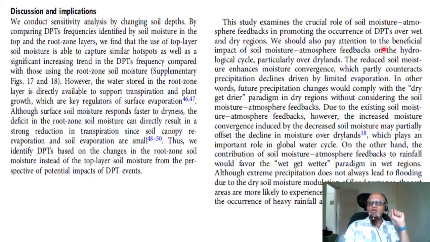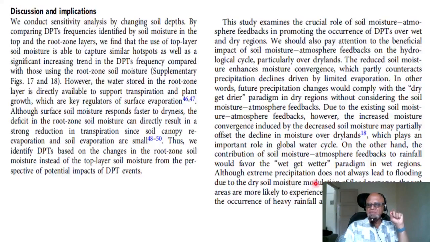This study examines the crucial role of soil moisture atmosphere feedbacks in promoting the occurrence of DPTs over wet and dry regions. We should also pay attention to the beneficial impact of soil moisture atmosphere feedbacks on the hydrological cycle, particularly over dry lands. The reduced soil moisture enhances moisture convergence, which partly counteracts precipitation declines driven by limited evaporation. So there is kind of a self-regulation of some sort. In other words, future precipitation changes would comply with the dry get drier paradigm in dry regions without considering the soil moisture atmosphere feedbacks. Due to the existing feedbacks, however, the increased moisture convergence induced by the decreased soil moisture may partially offset the decline in soil moisture over dry lands, which plays an important role in the global water cycle. On the other hand, the contribution of soil moisture atmosphere feedbacks to rainfall would favor the wet get wetter paradigm in wet regions.